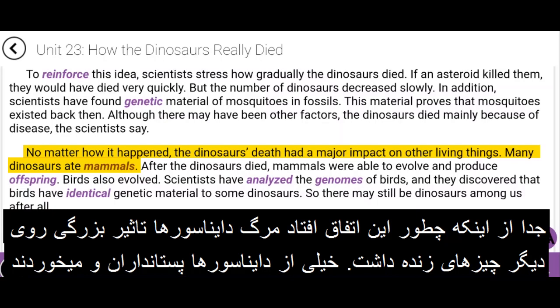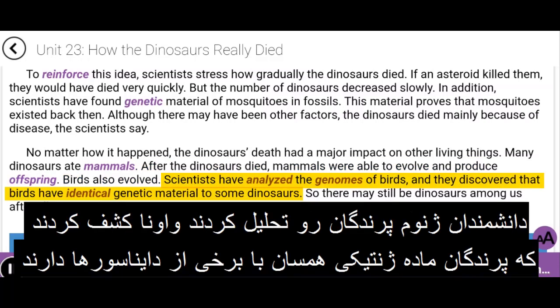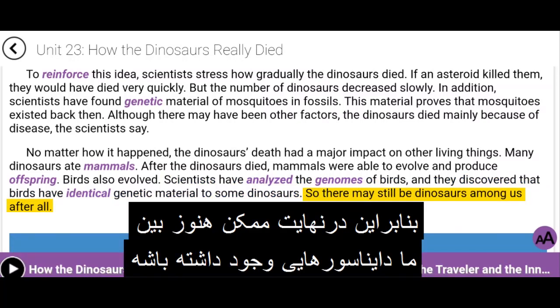Many dinosaurs ate mammals. After the dinosaurs died, mammals were able to evolve and produce offspring. Birds also evolved. Scientists have analyzed the genomes of birds, and they discovered that birds have identical genetic material to some dinosaurs. So there may still be dinosaurs among us after all.